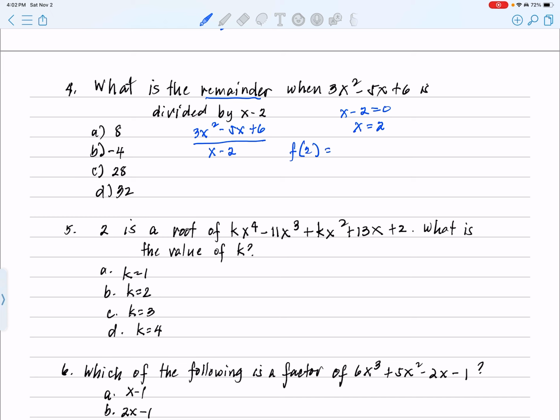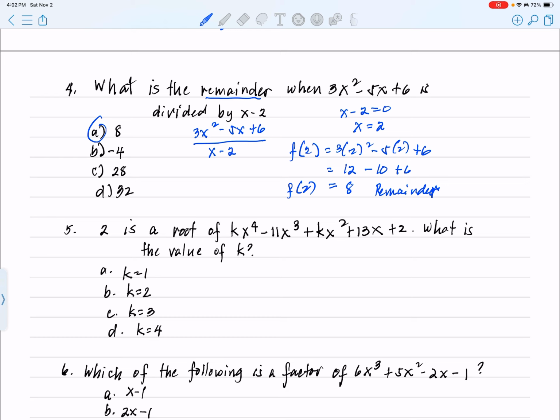Then we check the value for our remainder. Replace x with 2 in the polynomial: 3 times 2 to the second power, minus 5 times 2, plus 6. That is 3 times 4, that is 12, minus 10, plus 6. Then our value is 18 minus 10, so f of 2 is 8. That means 8 is the remainder of the function.